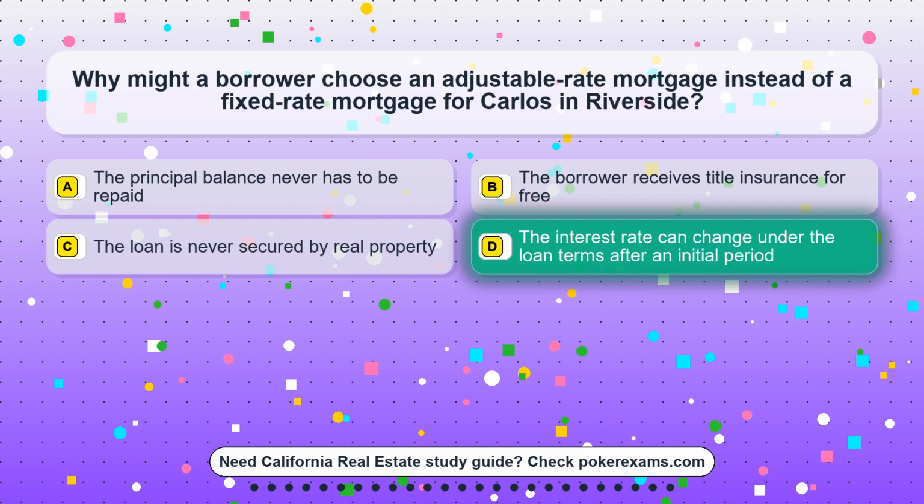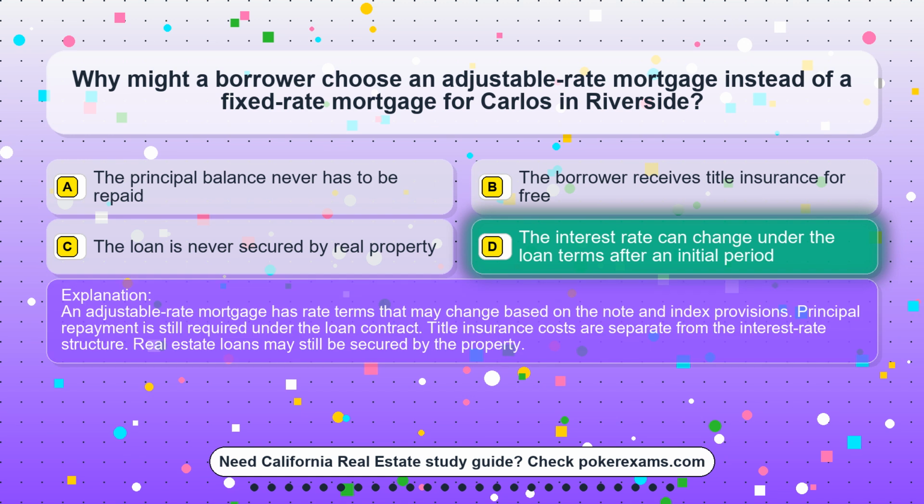The correct answer is option D. The interest rate can change under the loan terms after an initial period. An adjustable-rate mortgage has rate terms that may change based on the note and index provisions. Principal repayment is still required under the loan contract. Title insurance costs are separate from the interest-rate structure. Real estate loans may still be secured by the property.